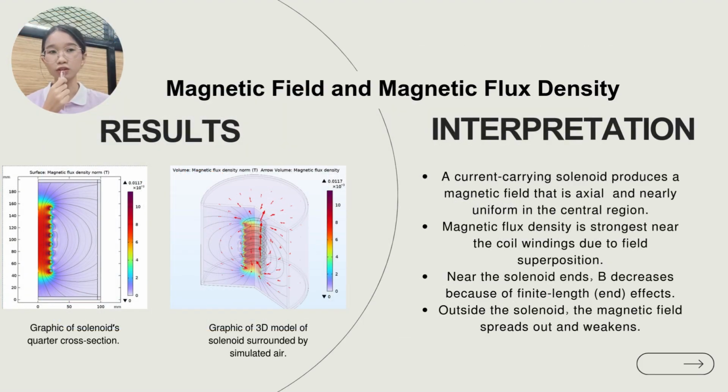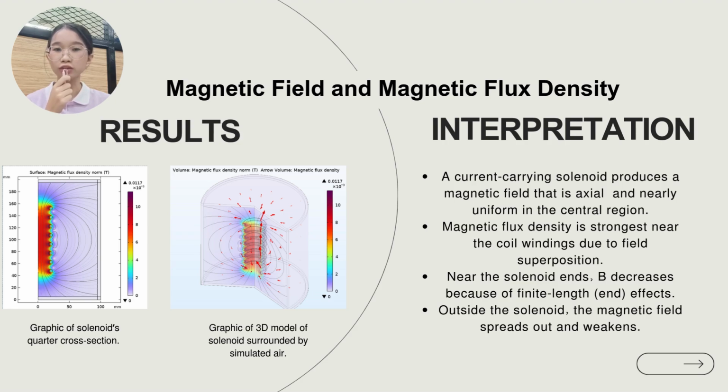First of all, I will talk about the magnetic field and magnetic flux density. The graphic shows a solenoid cross-section where the black streamlines show the magnetic field of the solenoid, while the colored contour shows the magnetic flux density. The next graphic shows a 3D model of the solenoid surrounded by simulated air. Red arrows indicate magnitude and direction of magnetic flux, obeying the right-hand rule.